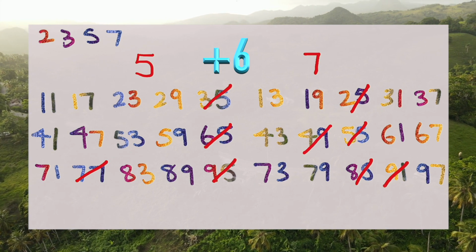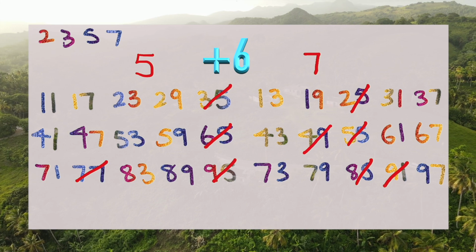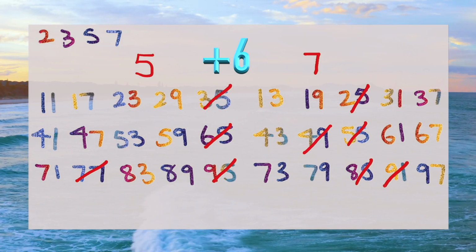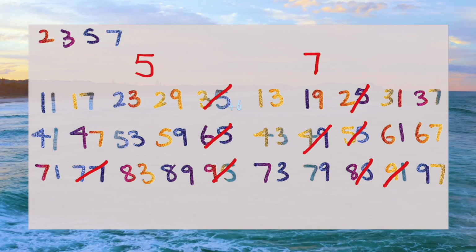So provided you know one prime number, just keep adding 6. Eliminate the obvious ones that are not prime, but the rest will all be prime numbers. And this is a really fast way of locating your prime numbers.